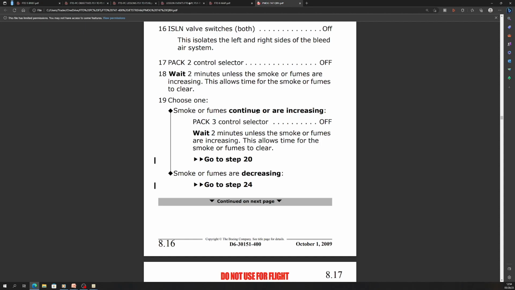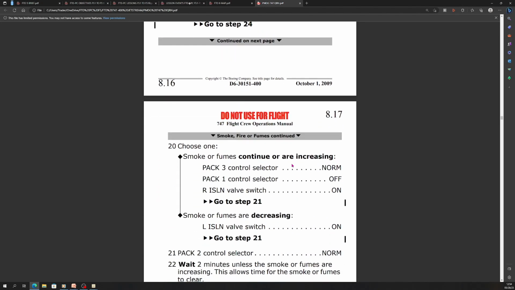Smoke or fumes continue or are increasing. Pack 3 control selector off. And then we're going to wait 2 minutes again unless the smoke or fumes are increasing. This allows time for the smoke or fumes to clear. So now we've turned off 2, now we've turned off 3, and we've left Pack 1 on. We didn't think it's 2, that didn't seem to do anything. So now let's check if 3 is the culprit. And then it says go to step 20.